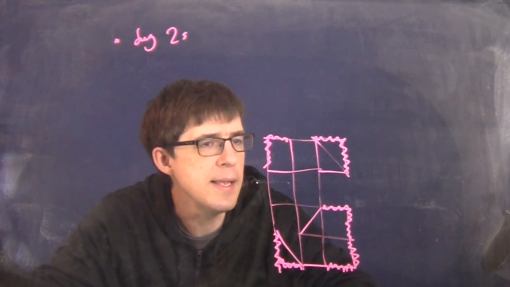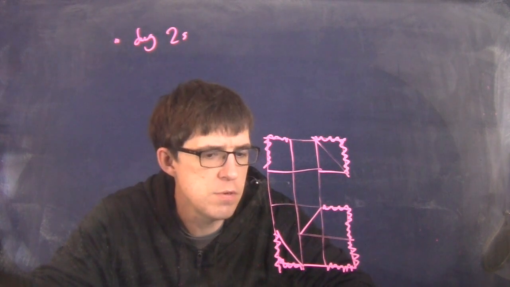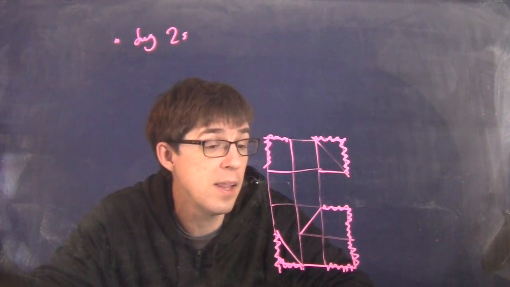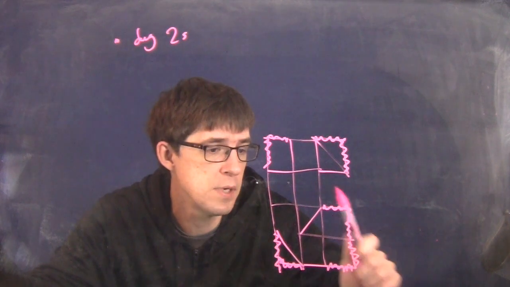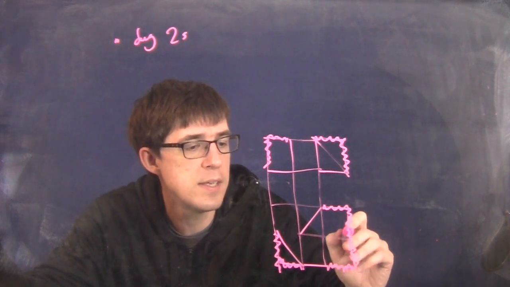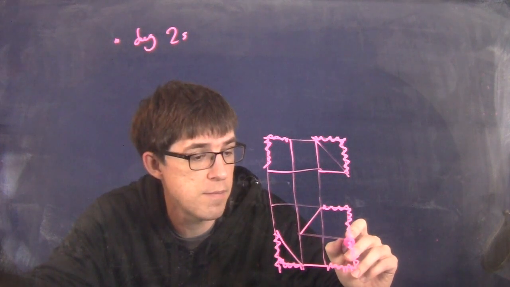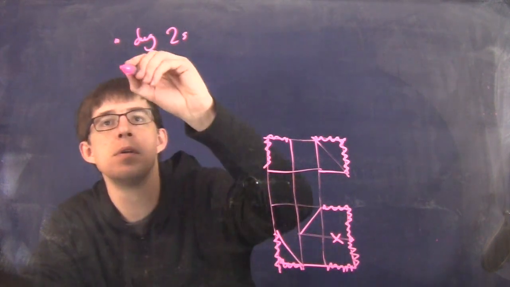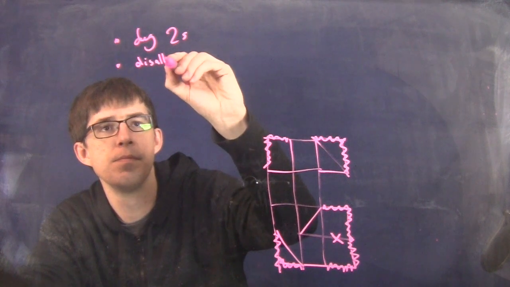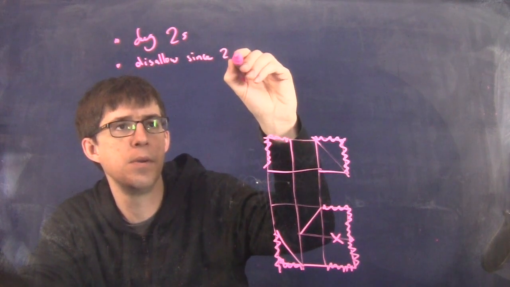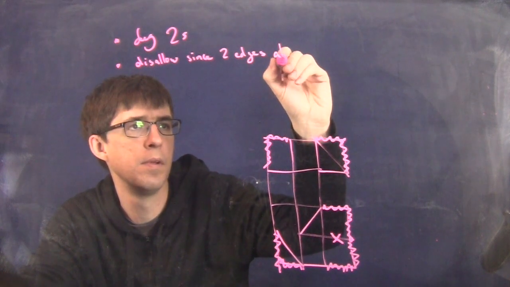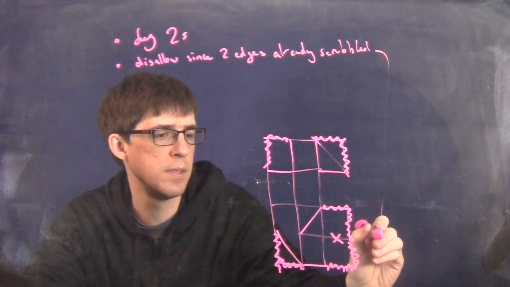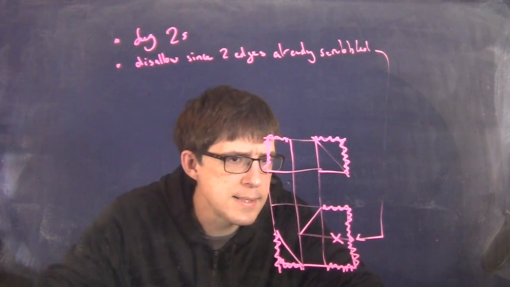What else can we say now? Those are degree 2's. It might be a good idea to look next for any degree 3's, and if you get lucky, you can disallow something at a degree 3. For example, right here, this is a degree 3, but I see already 2 edges from the circuit are meeting that vertex, and so we can disallow that guy, all right? So this is because we disallow since 2 edges already scribbled, right there.